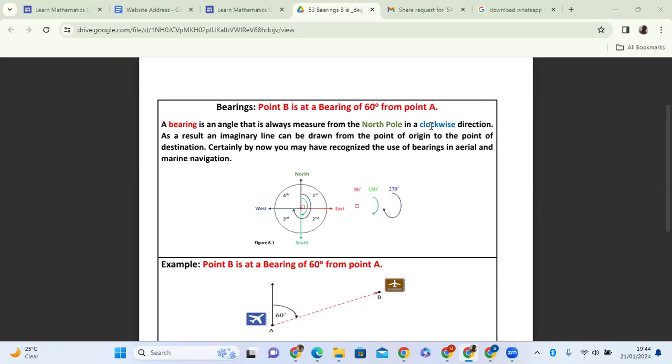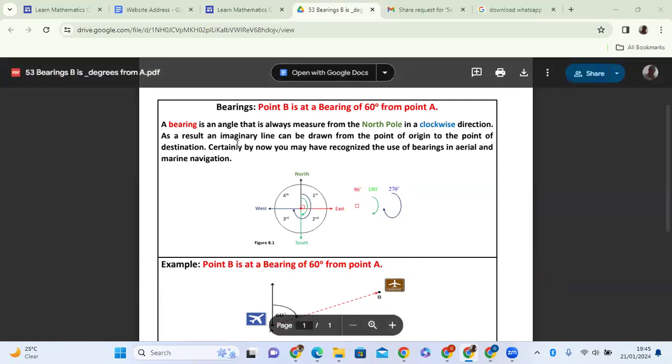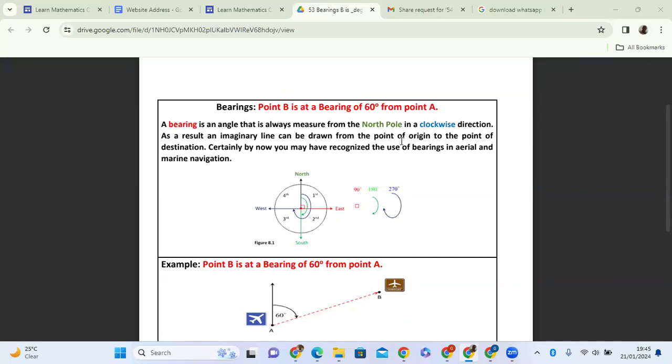That's how they set it, because remember, the navigators have to set some kind of standard, some kind of consistency. So all the navigators will be speaking the same language. All the different persons that are sailing or flying airplanes and so forth will be speaking that same language. Bearing, North Pole, clockwise direction, an angle. As a result, an imaginary line can be drawn from the point of origin to the point of destination. Certainly by now, you may have recognized the use of bearings in aerial and marine navigation.